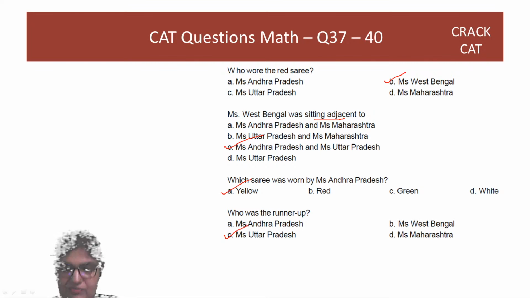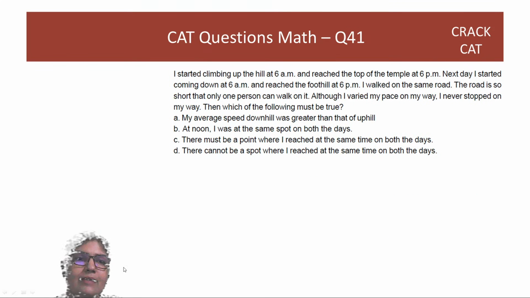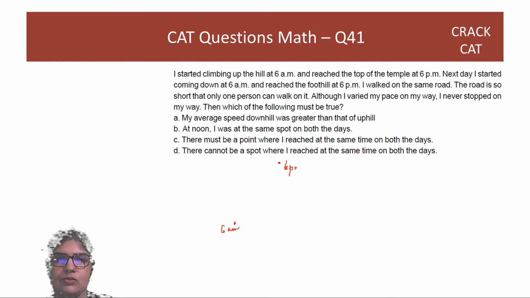Great guys, 41st question. I started climbing up the hill at 6 a.m. and reached the top of the temple at 6 p.m. So you know, 6 a.m. पे यहाँ से आपने शुरू किया है और हिल पे ऊपर टेम्पल है, 6 p.m. पे you reach. Okay. Next day you are coming down at 6 a.m. and you reach down at 6 p.m. So which of the following must be true?